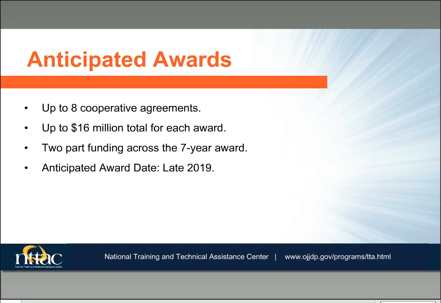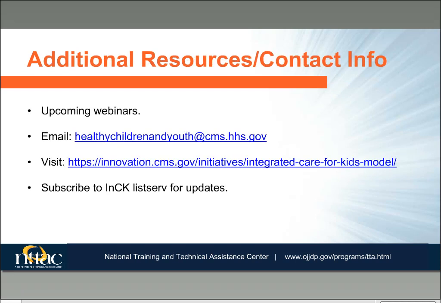Once again, we anticipate making up to 8 awards for up to $16 million per awardee. This model will use a 2-part funding strategy over the 7-year period, with awards anticipated in December 2019 and model start in January 2020.